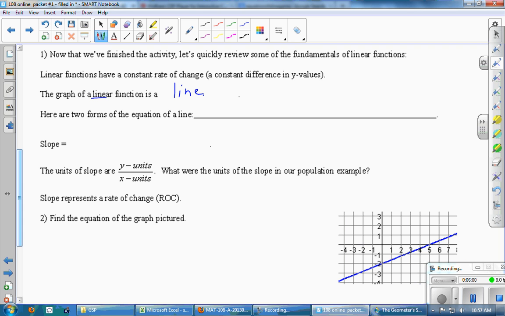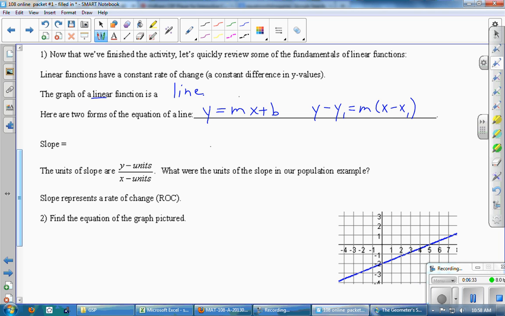Here are two forms of the equation of a line. Well, actually, maybe you could pause the video here and see if you know what I'm talking about. Write down two equations. They'll both have x's and y's in them, and come back when you're done. All right, so hopefully we came up with this thing, y equals mx plus b. That's called the slope-intercept form of a line. And an alternative is y minus y1 equals m times x minus x1. Point slope form of a line.